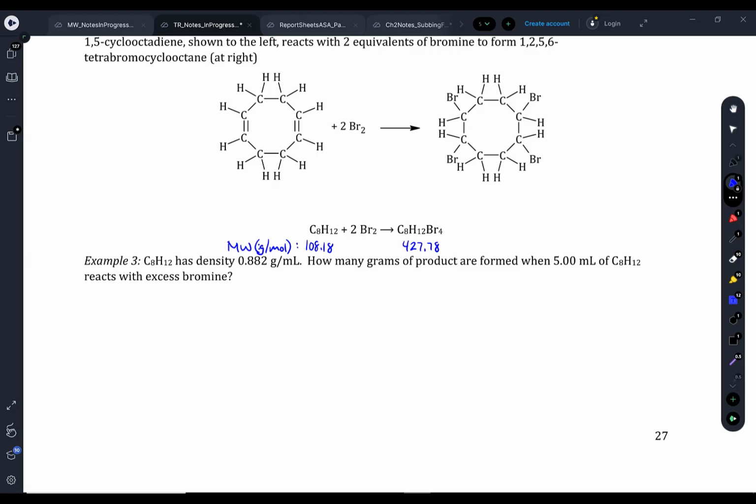And then bromine, I don't count the 2 in the front, right? Molecular weights are just the formulas. So the molecular weight of bromine is 79.9 times 2, 159.8. But you agree if I took this number, 108.18, plus 2 times this number, it should give you the same number as this, right? Because you see all the atoms get accounted for. Good.